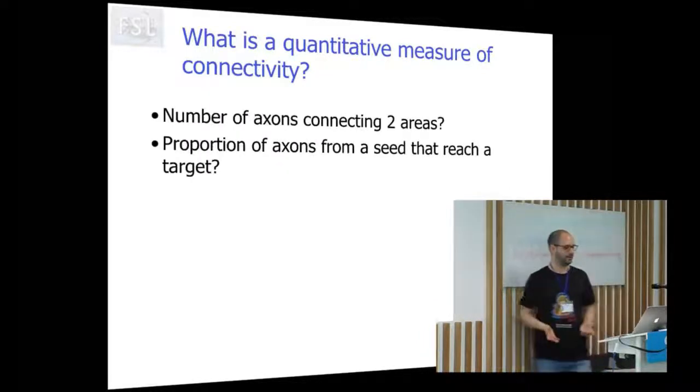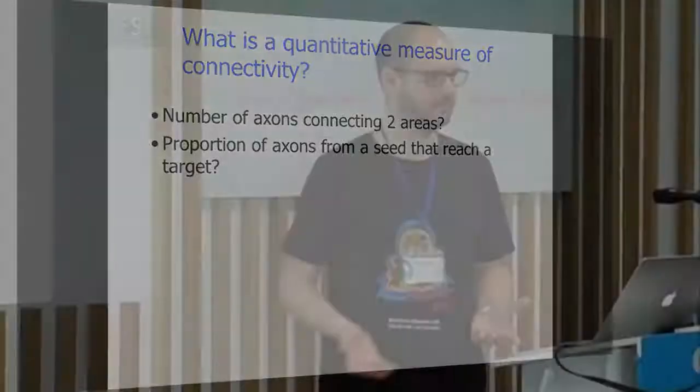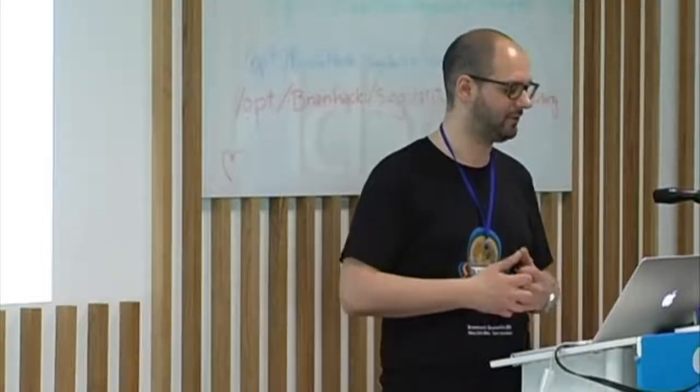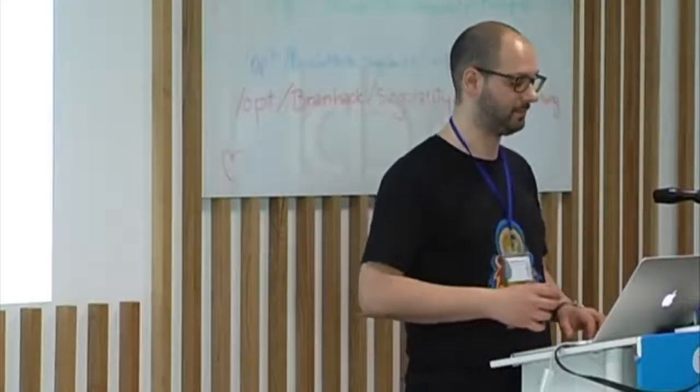So to go back to one of the most interesting questions from a neuroanatomical point of view: what actually is, even from the anatomy point of view, a quantitative measure of connectivity? Is it the number of axons that connect two areas? Is it the relative proportion of axons that from the seed reach the target, so the probabilistic numbers that we get out of it? Or is it the integrity of this white matter connection? So degree of myelination along the path, conductivity, packing density, you name it.